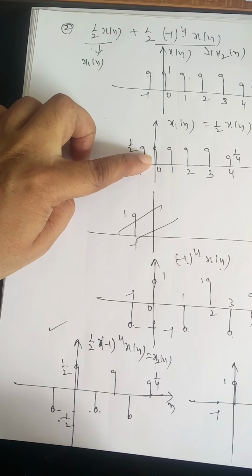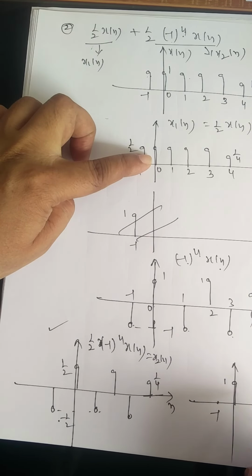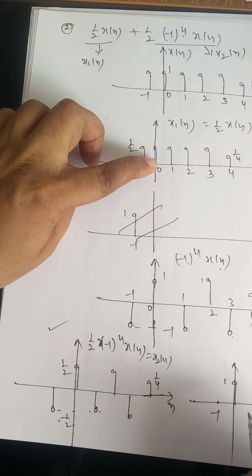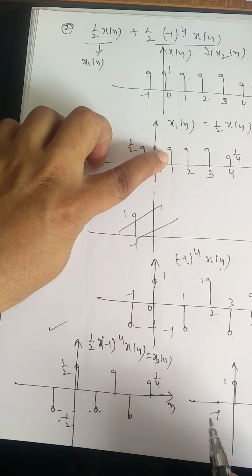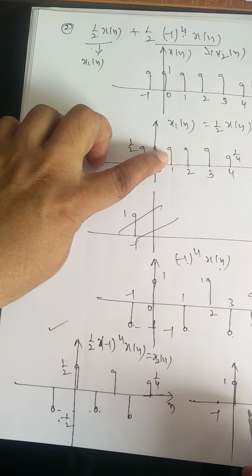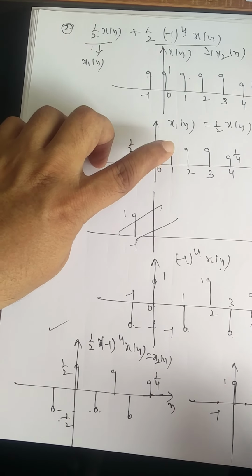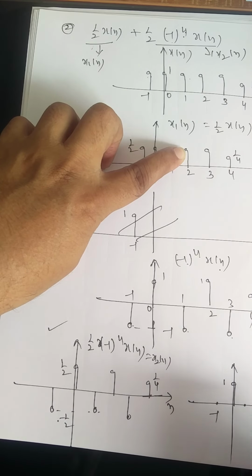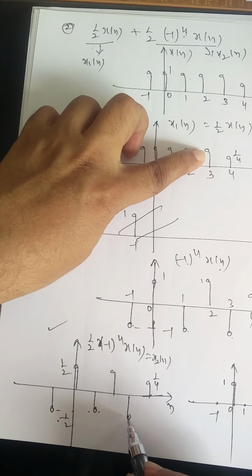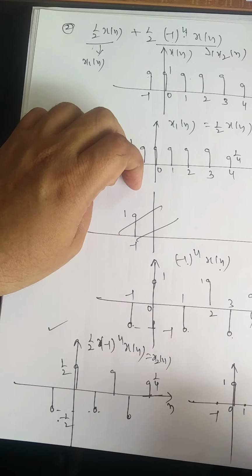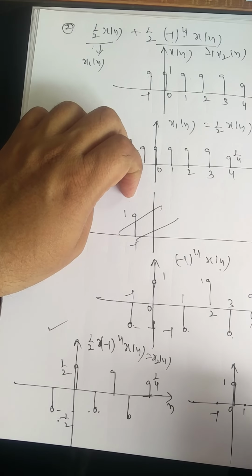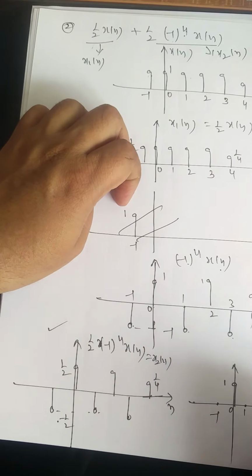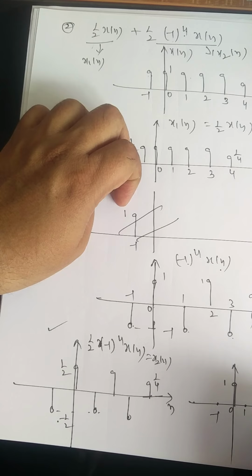Okay, next at 1, this value is 1 by 2, this value is minus 1 by 2, it will become 0. At 2, this is 1 by 2, this is also 1 by 2, this will become 1. At 3, this is plus 1 by 2, this is minus 1 by 2, it will become 0. At 4, this is 1 by 4 and this is also 1 by 4, it will become 1 by 2.